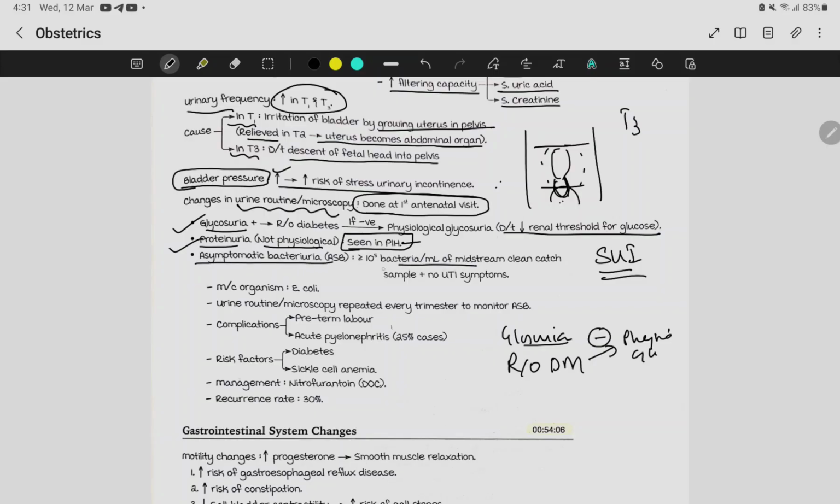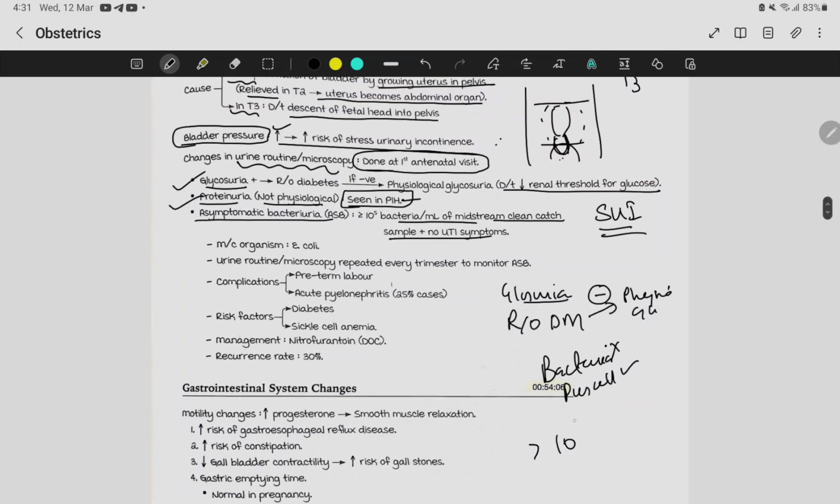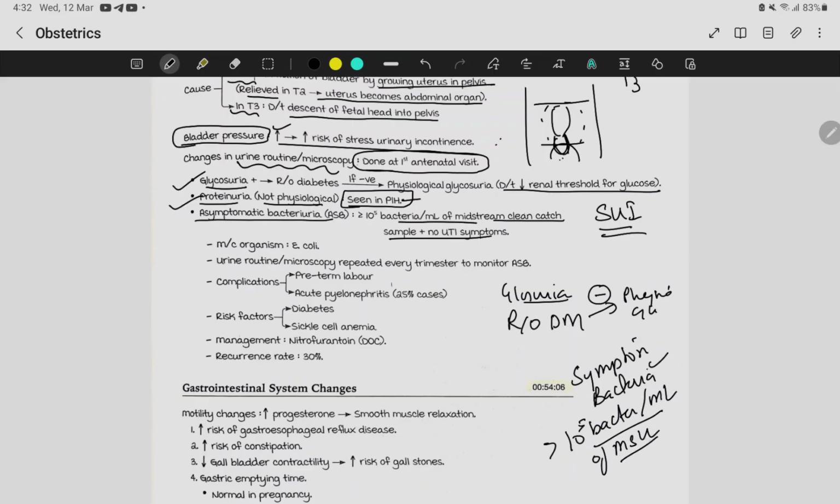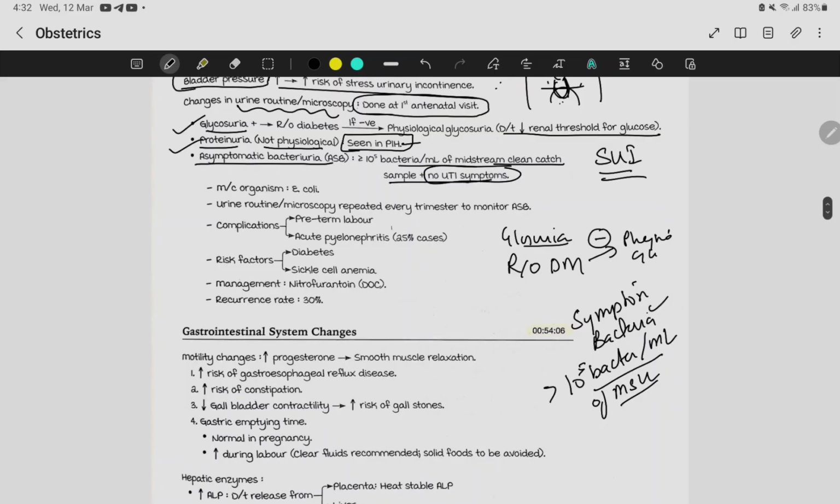Asymptomatic bacteriuria can be there. What is asymptomatic bacteriuria? Asymptomatic means there are no symptoms, but there is presence of bacteria, more than 10 to the power 5 bacteria per ml of clean catch midstream urine. There are no UTI symptoms. The most common organism is E. coli. Urine routine microscopy should be repeated every trimester to monitor the asymptomatic bacteriuria.